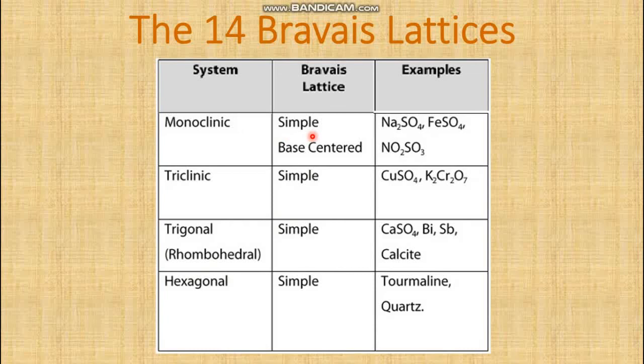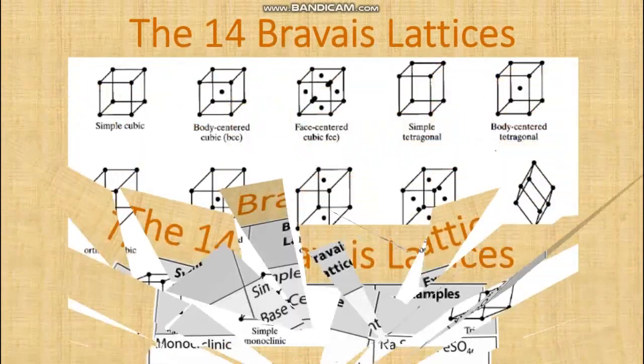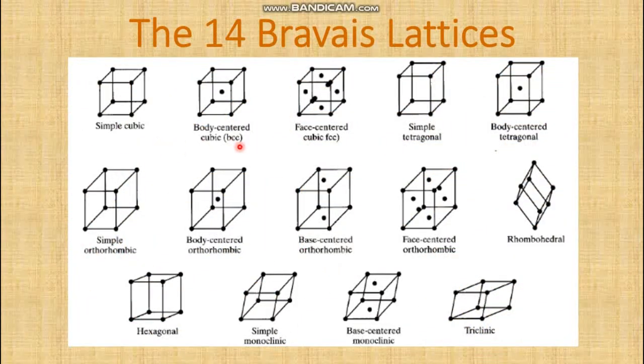Monoclinic is missing F and C. Triclinic is missing all except P. Rhombohedral, also known as trigonal, is missing all except P, and hexagonal is also missing all except P. So we count them as the 14 Bravais lattices, and here are the structures: simple cubic, body-centered cubic, face-centered cubic, abbreviated as BCC and FCC. Simple tetragonal, body-centered tetragonal. Simple orthorhombic, body-centered orthorhombic, base-centered orthorhombic, face-centered orthorhombic.